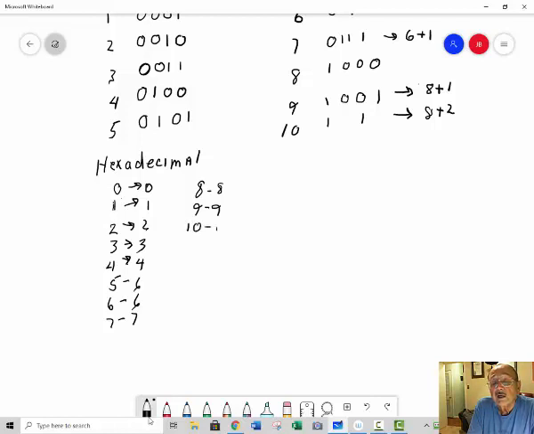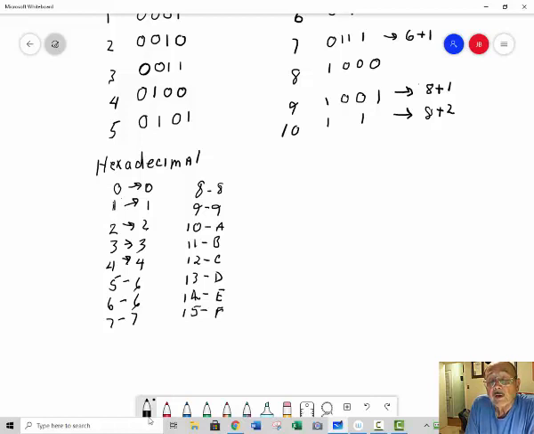And here's where it begins to get different. 10 corresponds with A. 11 corresponds with B. 12 corresponds with C. 13 with D. 14 with E. And 15 with F. Now that should give us 16 digits in the hexadecimal, which is what we want.